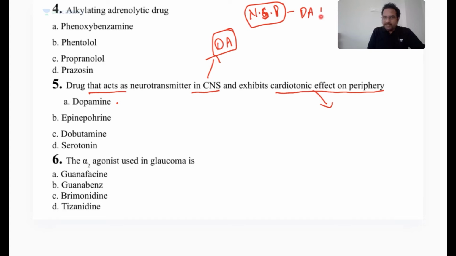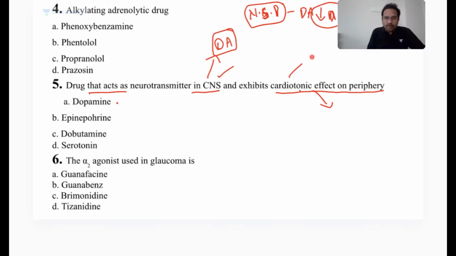In Parkinson's disease, this dopamine level decreases. To increase this, we use levodopa. Levodopa gets into the brain, is converted to dopamine, and acts as a neurotransmitter here and treats the condition. So in CNS, it acts as a neurotransmitter. That's why it is used to treat Parkinson's disease.